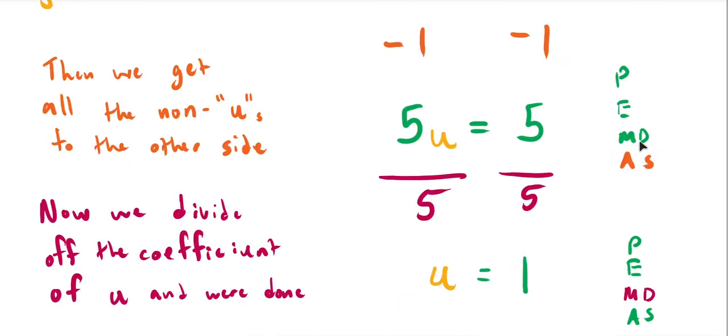Then we move up from addition subtraction to multiplication division on PEMDAS to get rid of our coefficient of u. We divide by 5, just like this is multiplying by 5, and using inverse operations, we get the u by itself, times 1, which we just write as u, and this is equal to 1.